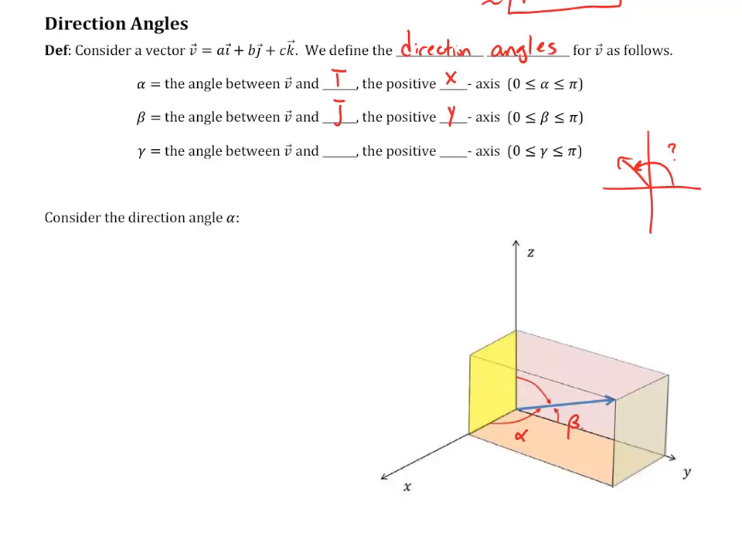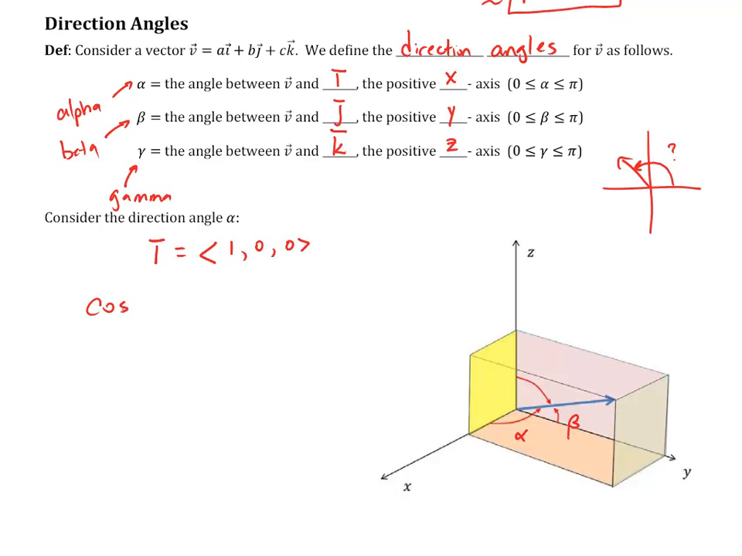And then gamma. In case we haven't named these for you before, that's alpha, this is the Greek letter beta, and this is the Greek letter gamma, the angle between v and k, or the positive z-axis. Now, fortunately, that's not very hard to do, since we already know how to find the angle between 2 vectors. Remember that i is just 1, 0, 0.